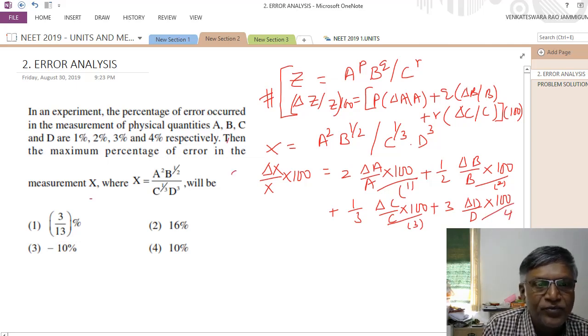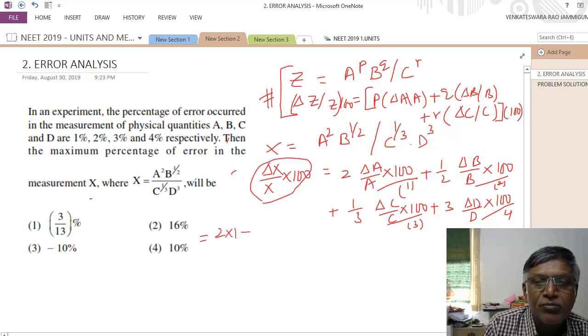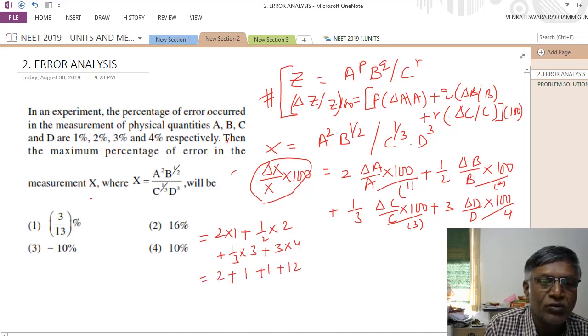See here, let us check. The value is 2 into 1 plus half into 2 plus 1 by 3 into 3 plus 3 into 4. That's all. This is equal to 2 plus 1 plus 1 plus 12. That is equal to 16%.